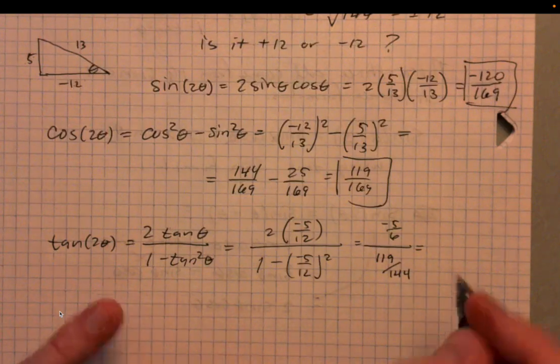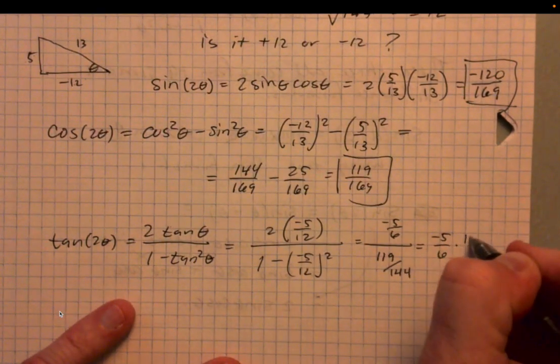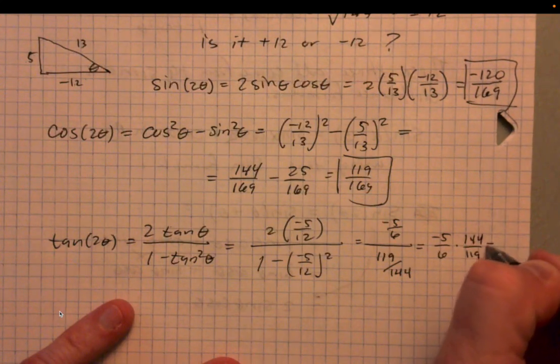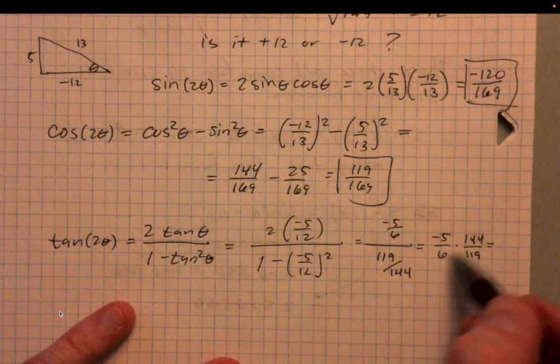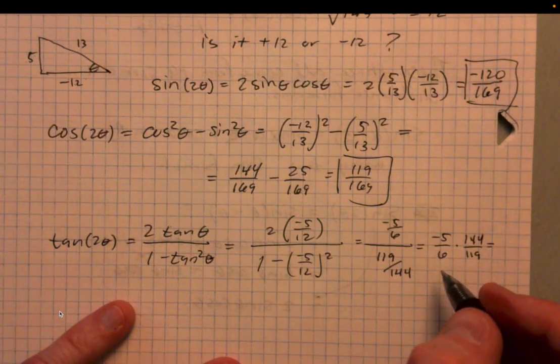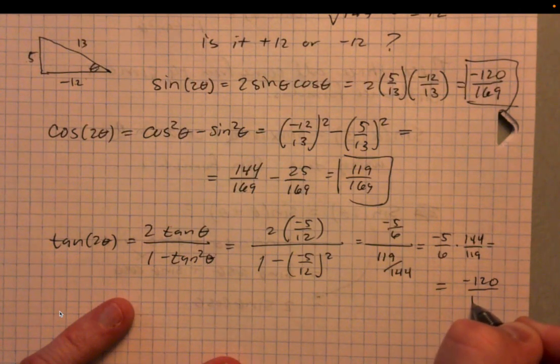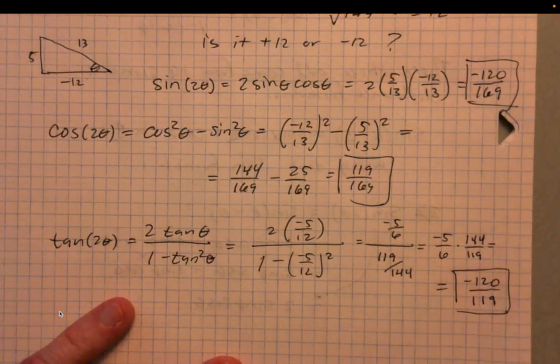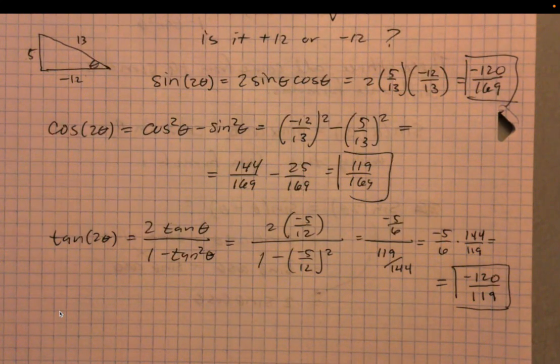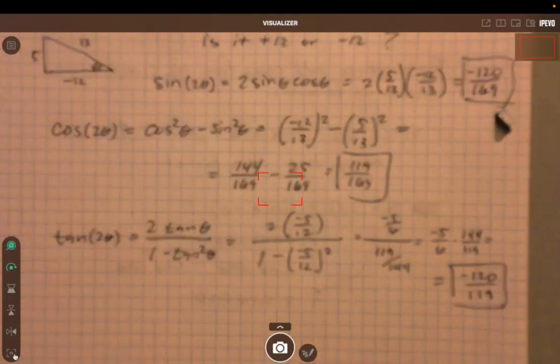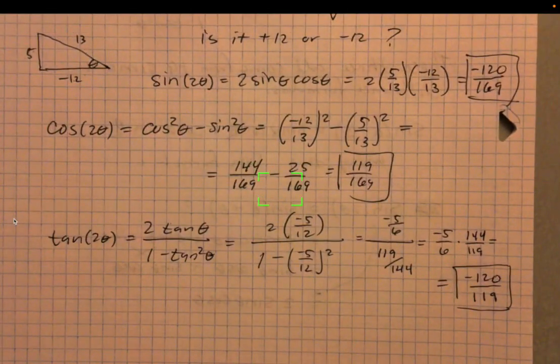Okay, we can do this arithmetic. We'd have to take negative 5 over 6 times 144 over 119. When we do all of that, you can do some simplifying here, and you end up with negative 120 over 119. So the problem started out with a little bit of reasoning about where the triangle lived and what the values of the sides of the triangle's edges were. But once we did that, then it's a straightforward application of the double angle formula.